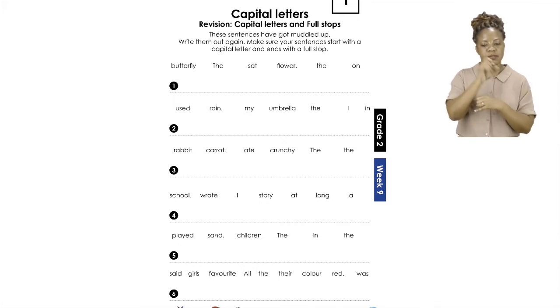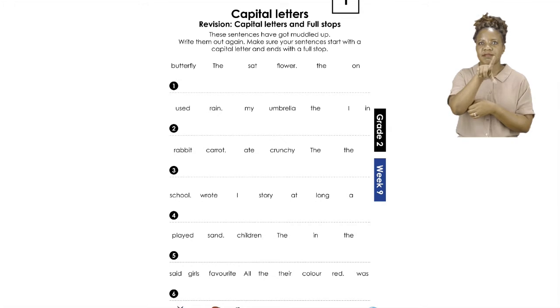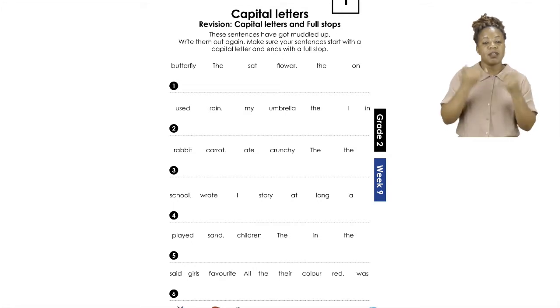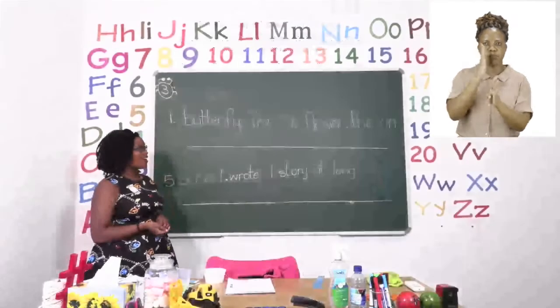We are going to do number 1 and number 5 together. So let's take a look at number 1. Number 1 has the words butterfly, the, sat, flower, the, on. Now, as you can hear and see, they don't make sense at all. So it is going to be our job to make sure that we put them in the right order. So let's take a look at the board so we can see how we can start.